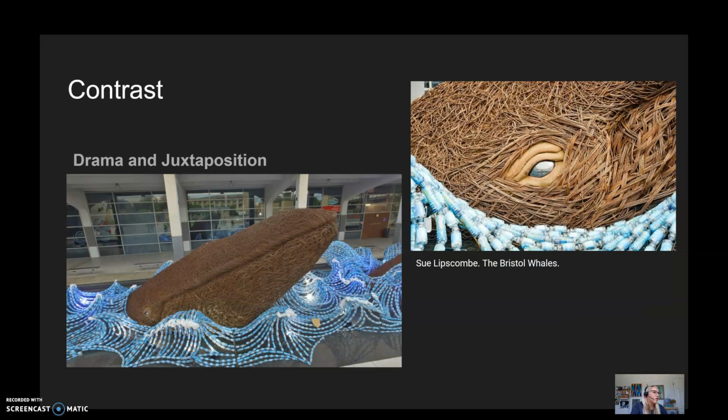Okay, the next one I want to talk about is contrast. The contrast is going to create drama and juxtaposition. This is a really interesting image from your online notes. You can see that these are plastic bottles, and then they're contrasting with these natural fibers here.